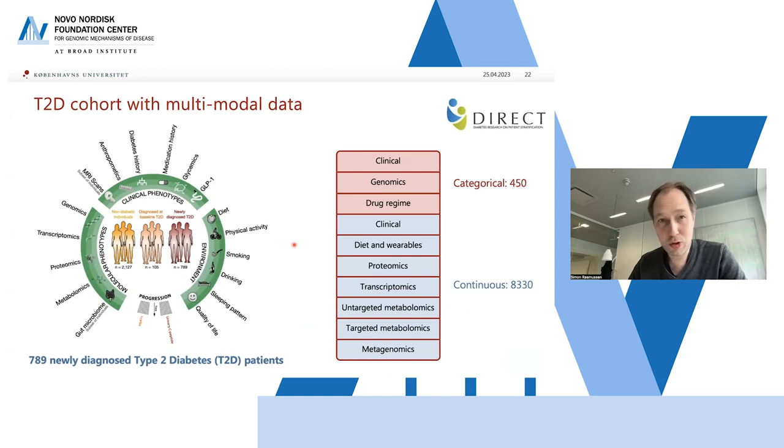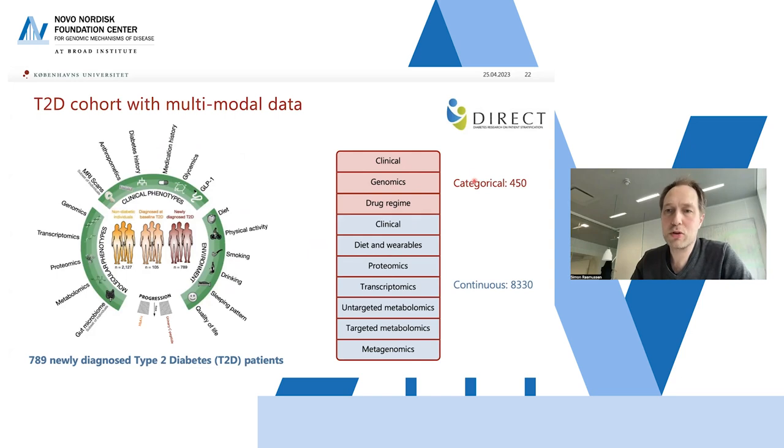of multimodal data. This is a type 2 diabetes cohort. We have almost 800 patients that have been newly diagnosed with type 2 diabetes. We have various types of omics data from genomics, transcriptomics, proteomics, metabolomics, and the gut microbiome. We have all kinds of clinical phenotypes, which I think is really impressive for this number of individuals. Also of note, we have which drugs they're taking and how long they have been on these treatments. Then we also have environmental data as well. And so we took all these features and divided them into categorical and continuous features.